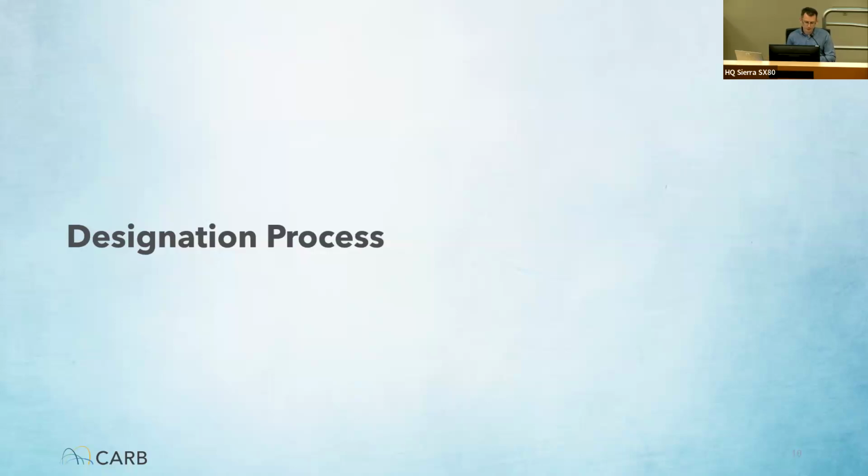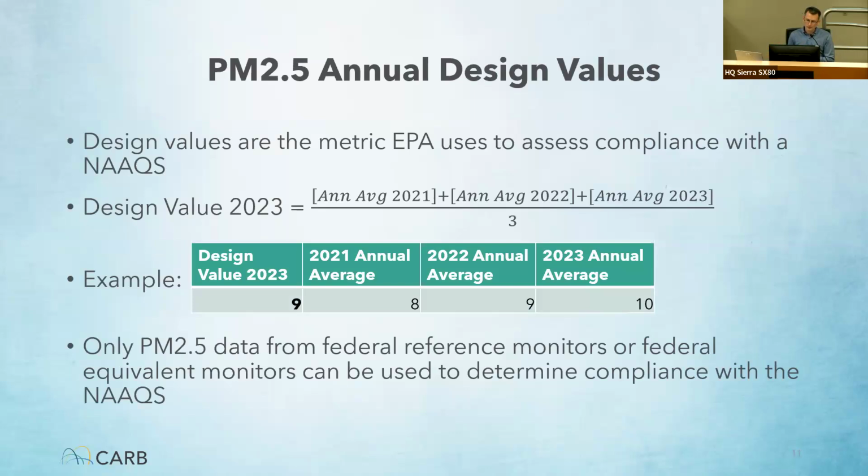Next, I want to go through the process of designating areas. So we've talked through the standard, the lowering of the standard, the major milestones that come about from setting the standard and then eventually attaining the standard. But we're in this phase now where we're going through designations for areas. And so designations occur based on air quality data.